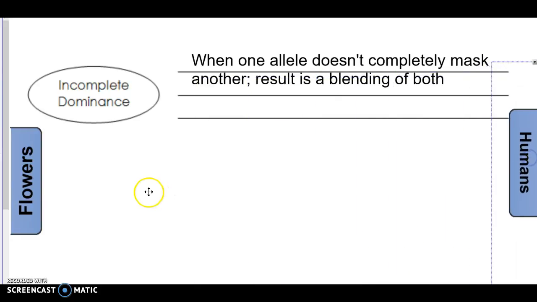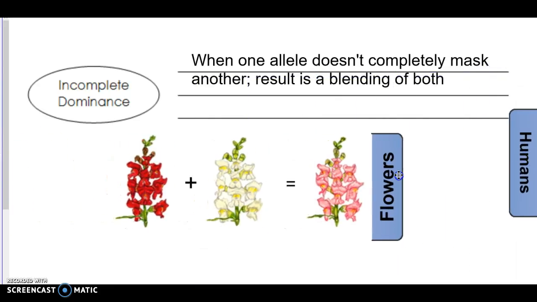All right. Another example is in flowers. These are snapdragons, a type of flower. You can see here that when you have a red flower and you cross it with a white flower, you end up with pink. So again, you have a situation where you have a blending of both traits.